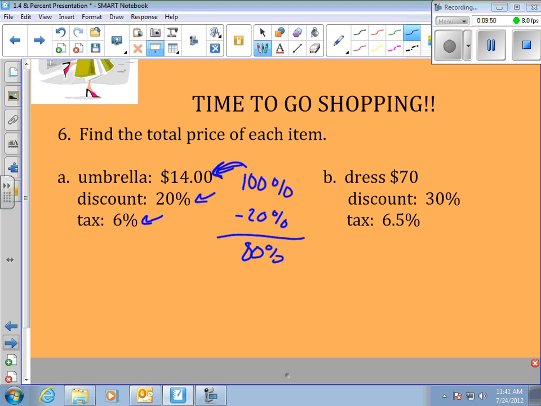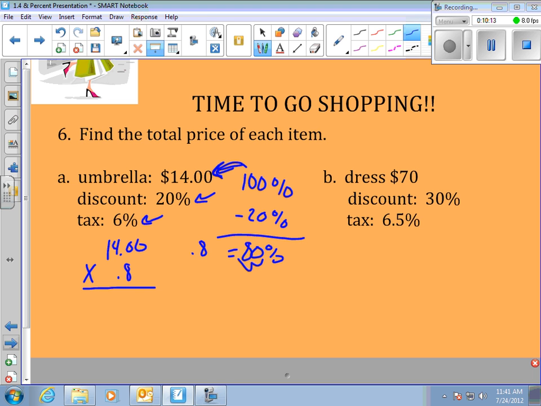Excuse me. When you want to find 80% of a number, this number being 14, you multiply. 14 times, now here's the deal. 80% is actually, move the decimal back now because you have to change it to a decimal. 0.8. Moving it twice, you get 0.8 or 0.80.